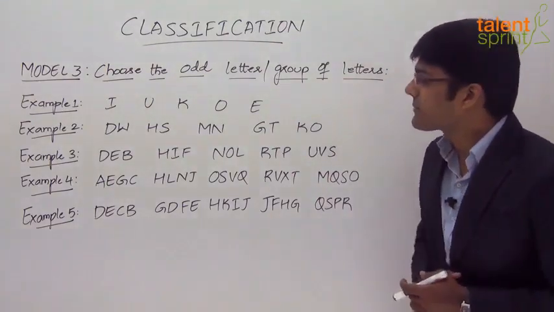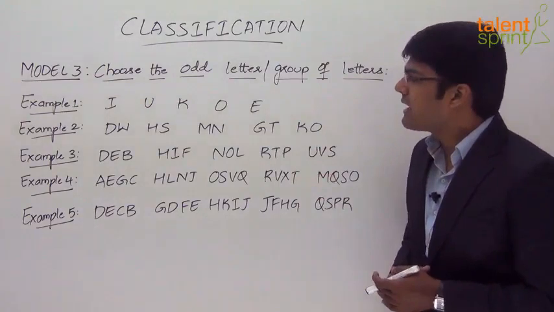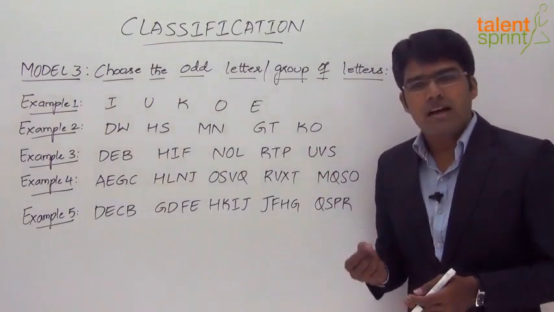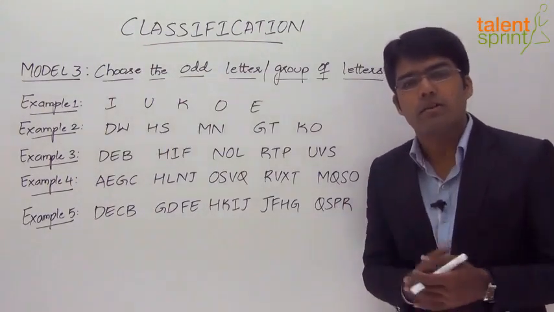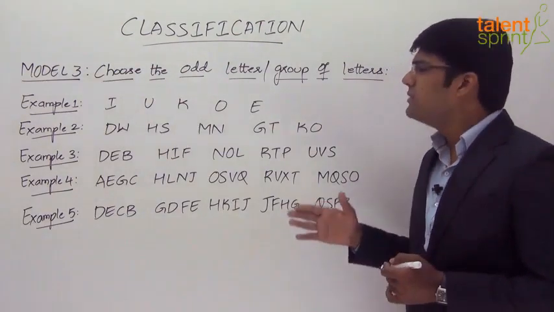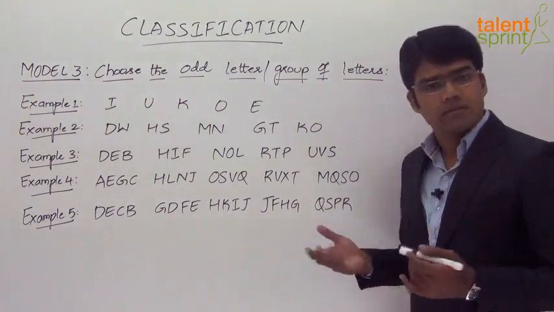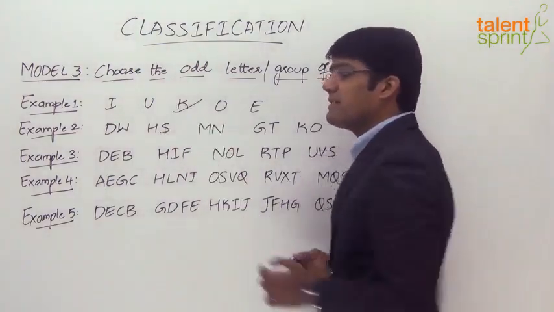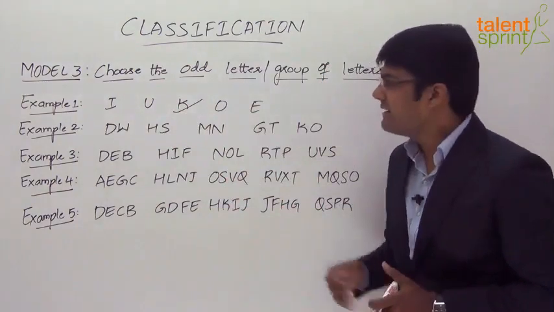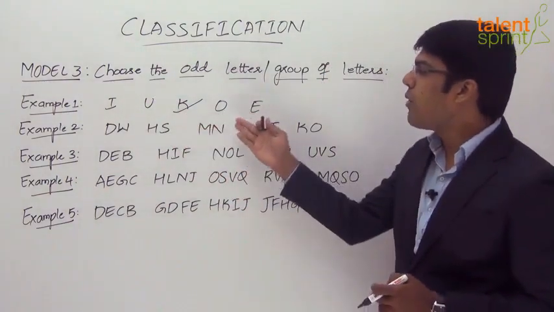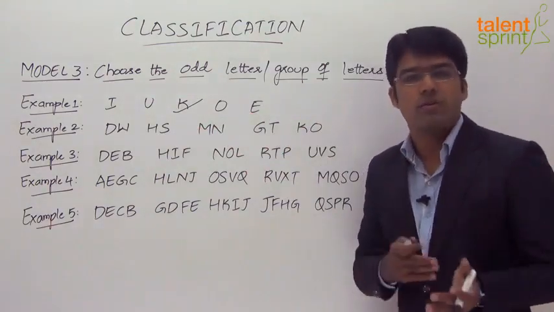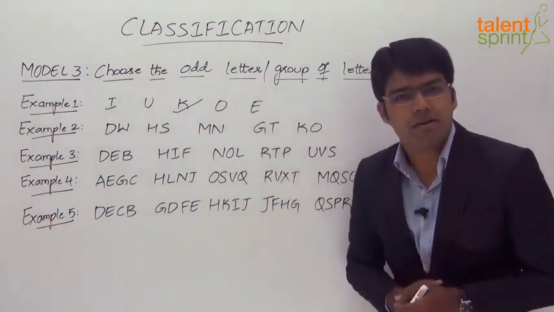Let's look at example 1. The letters given here are I, U, K, O, E. There are 5 different letters and we are required to choose the odd one. This really is a simple one to start with. I, U, K, O, E. We know that K should be the odd one. Reason being, K is the only consonant of the given group of letters, right? The remaining letters I, U, O and E are all vowels. So based on the classification of vowels and consonants, we can say K is the odd one.